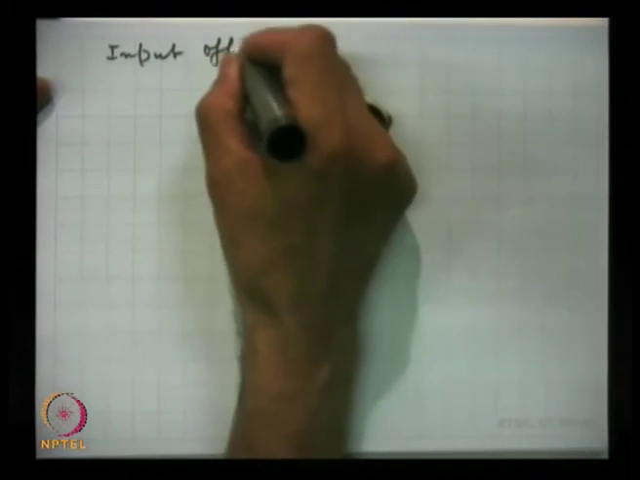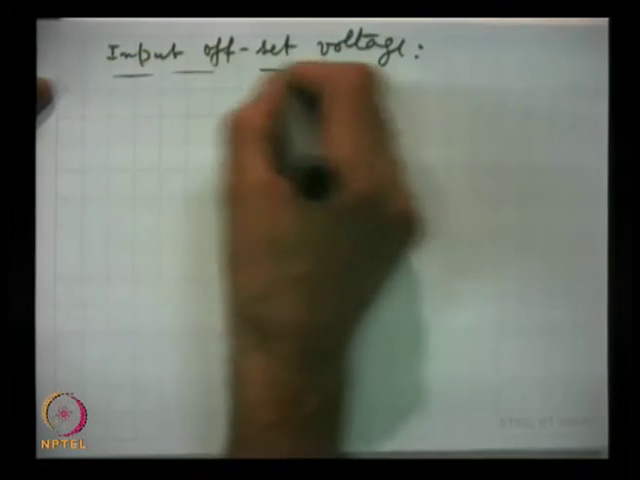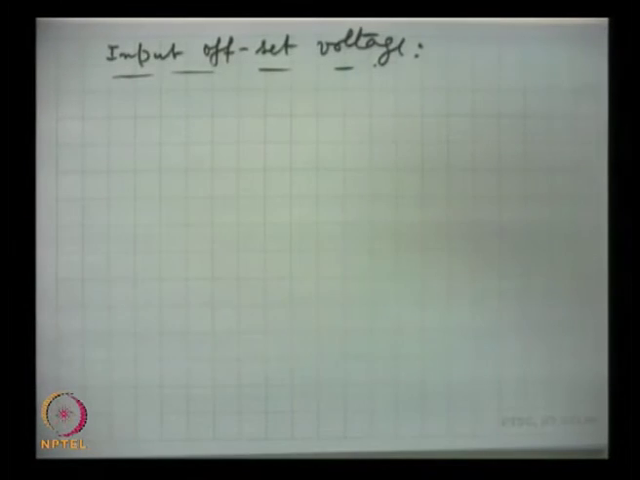Now, we talk about another specification. This is important, and the remedy which we will suggest for this, that single remedy is sufficient, and it takes care of these currents and of this voltage. So, this is input offset voltage. This is another important specification. Now, this input offset voltage is the differential input here.